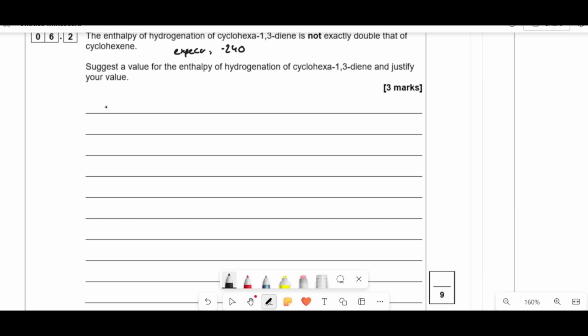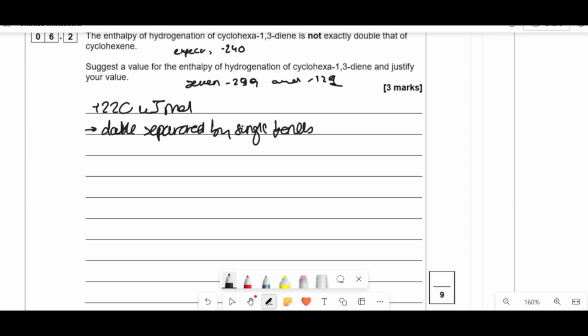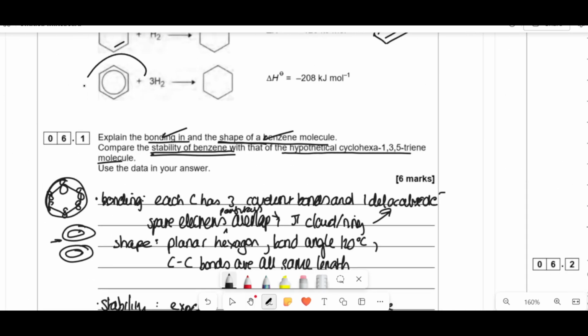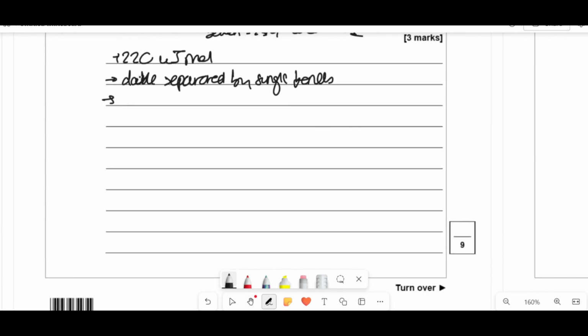So it would be any value more positive than minus 240, but not so positive that it's above minus 121. So I'm going to go with, I don't know, minus 220 kilojoules per mole, as in it's between minus 240 and minus 121. And the reason is that the fundamental difference is that there are double bonds separated by single bonds. As with benzene, which was more stable because of delocalized p orbitals that overlap, in this case there's probably some happening here as well. So this must allow some overlap of p orbitals or some delocalization.